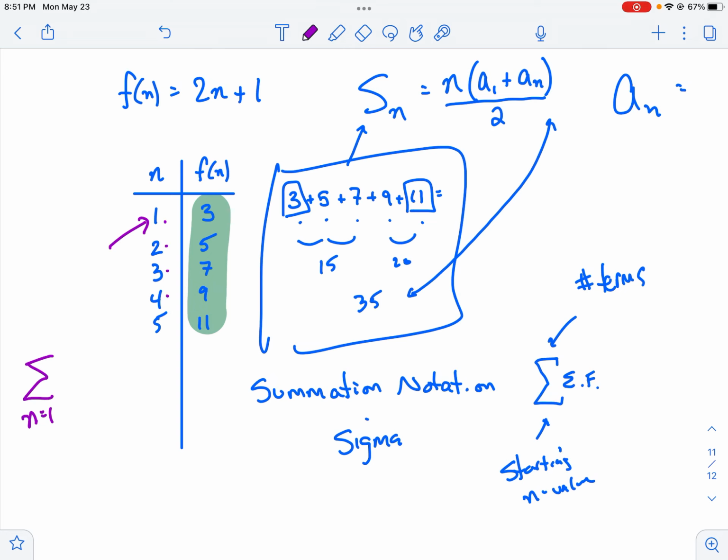And how many of them are there? There are 5 of them, so I'll put a 5 up here. And what's the pattern that controlled our output? It was this, 2n plus 1. So I'm going to write 2n plus 1.